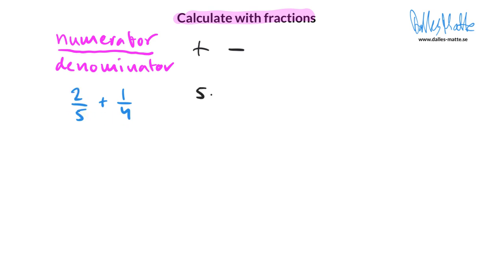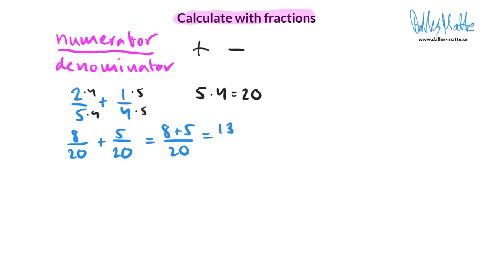And 5 multiply 4 is 20. Then I do like this to get the same denominator in both fractions. And then I write it down again. 2 multiply 4 is 8. 5 multiply 4 is 20, plus 1 multiply 5 is 5. 4 multiply 5 is 20. Now I have the same denominator, and then I can take the numerators and add them. So I got 8 plus 5 over 20. And this is 13 over 20. So now I have made the addition of these two fractions, and the answer is 13 over 20.